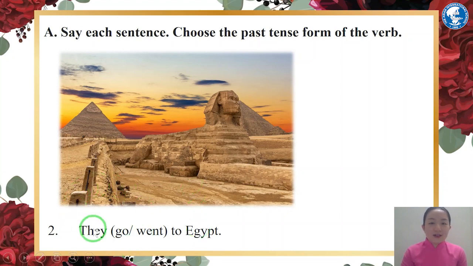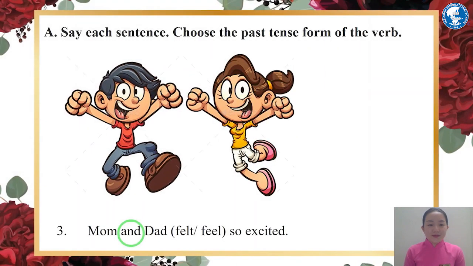And the correct answer is went. They went to Egypt. Next. Number 3. Mom and Dad felt or feel so excited. What's your answer? And my answer is felt. Mom and Dad felt so excited. Good job. Next.